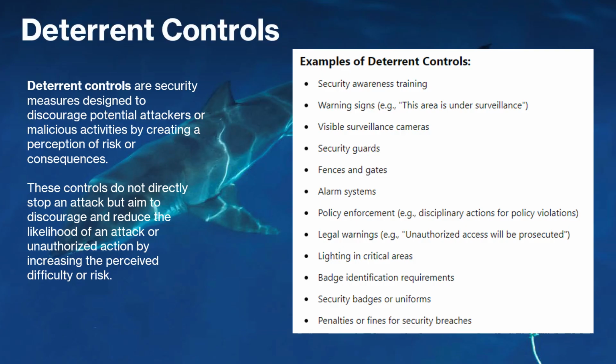Deterrent controls are security measures designed to discourage potential attackers or malicious activities by creating a perception of risk or consequences. These controls do not directly stop an attack, but aim to discourage and reduce the likelihood of an attack or unauthorized action by increasing the perceived security or risk.